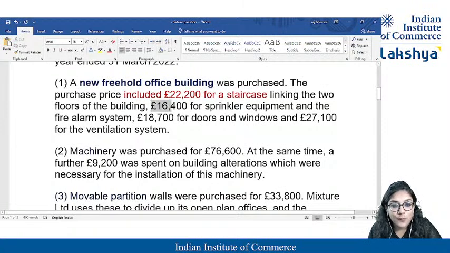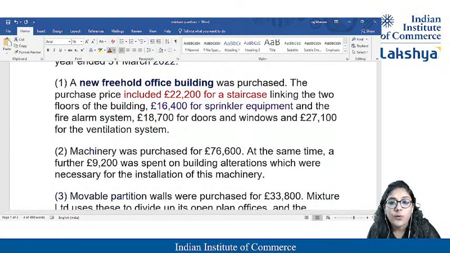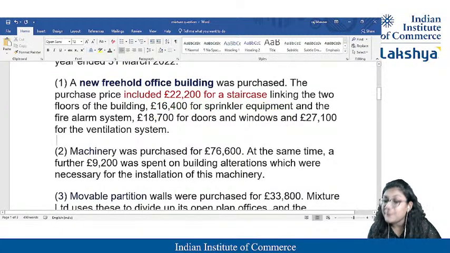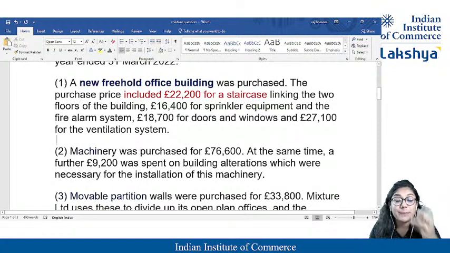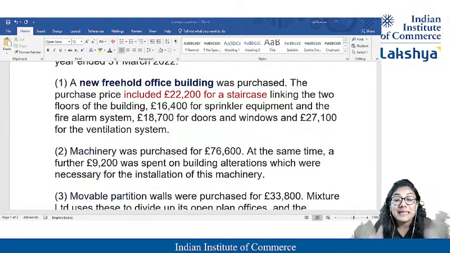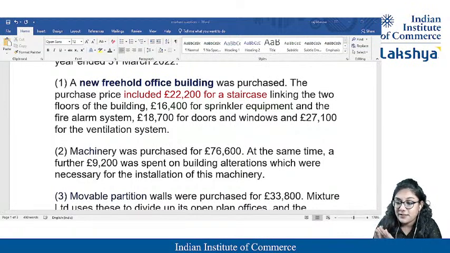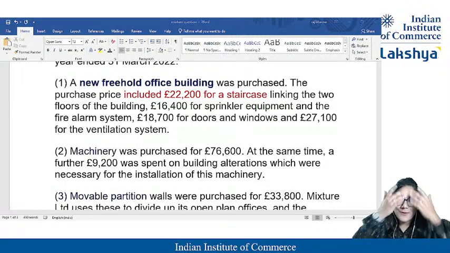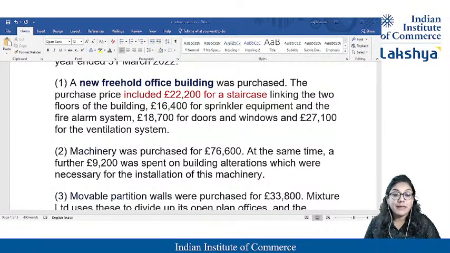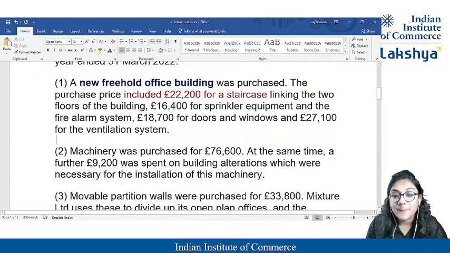Students, £16,400 for sprinkler equipment. Guys, it's an equipment. If it is an equipment, it cannot be building. It will be plant and machinery, because it is an equipment. Then the fire alarm system also. So 16,400 for sprinkler and fire alarm. If it is for equipment, or for a fire alarm, all these things are equipment, so it will not be considered part of the building. It is altogether different, so that will be part of plant and equipment and not the building.